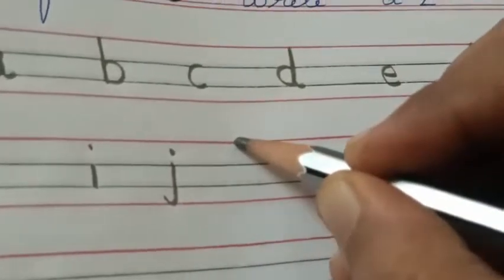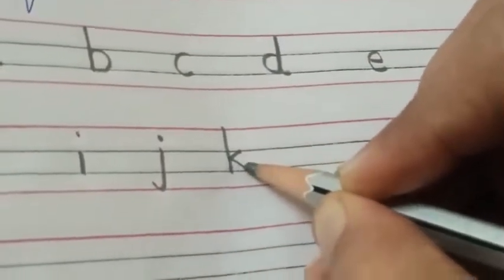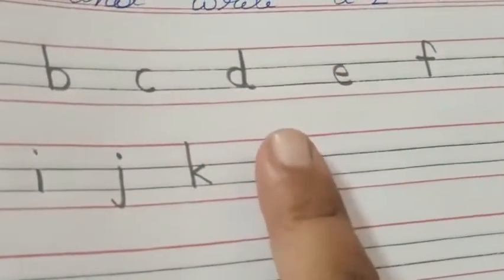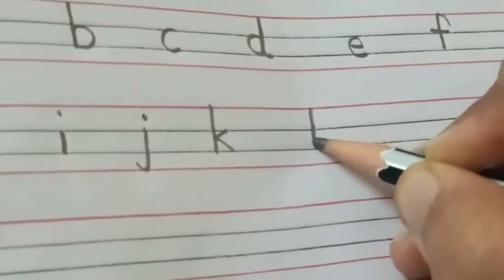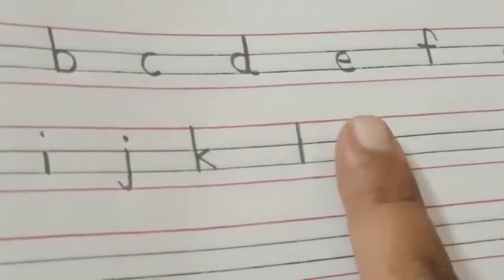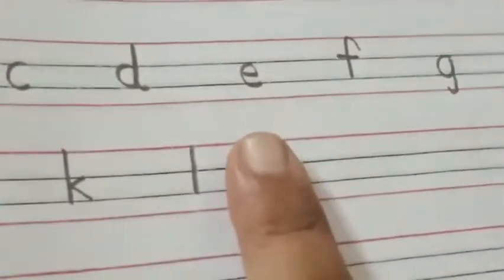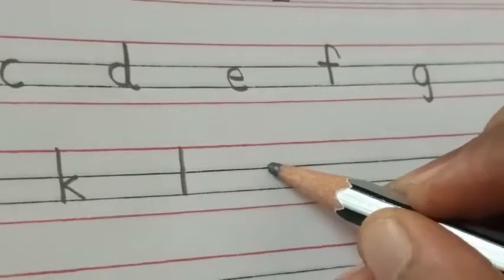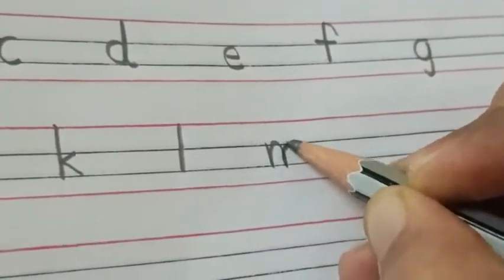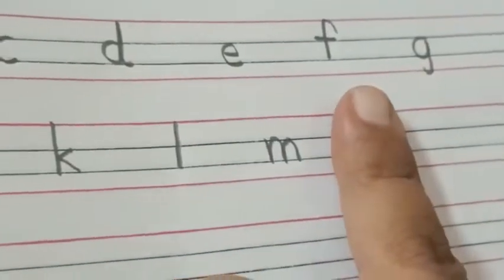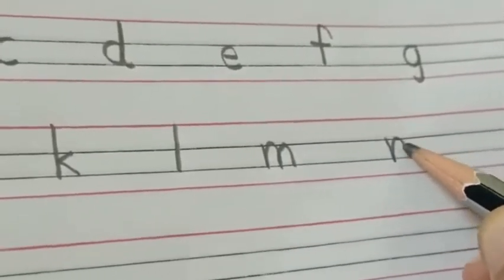Now comes K. Letter K. Standing line, slanting line, slanting line. After K, give finger space. Now comes letter L. Again a finger space. L is just a standing line. Give one finger space. Now we'll be writing M. In center line, standing line, down curve, down curve. Again one finger space. We'll be writing letter N. Standing line, down curve.